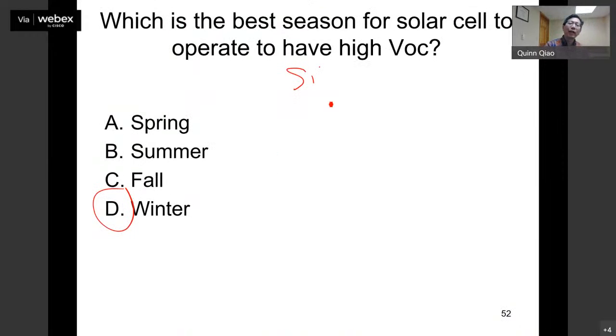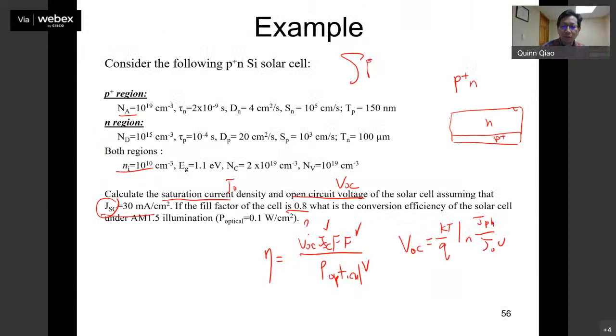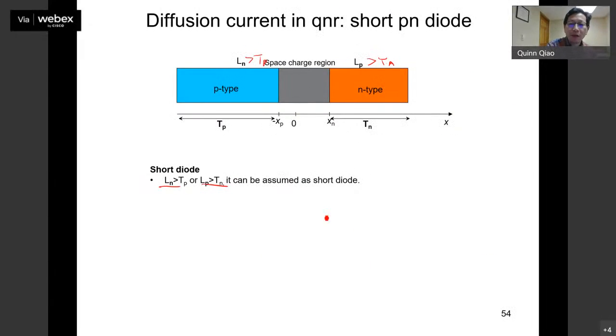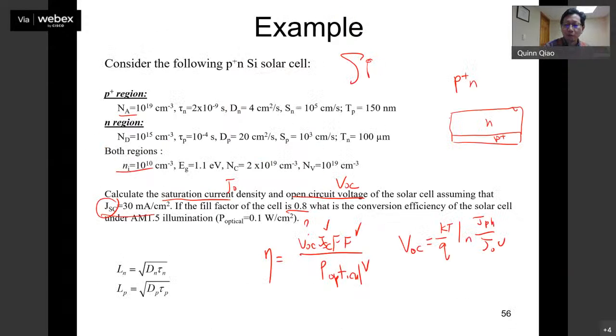Since we have two equations to find J0, for long diode and short diode, their equations are a little bit different. Now we need to identify whether it is a long diode or short diode. To determine that, we need to compare Ln with Tp, and Lp with Tn, because on the P side you care about n, okay? We already know our Tp and Tn. The only thing we need to know is Ln and Lp.